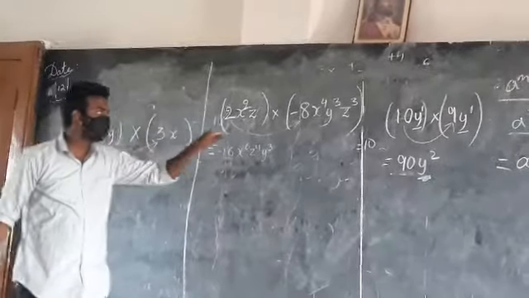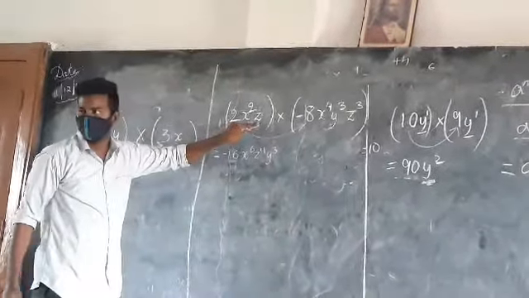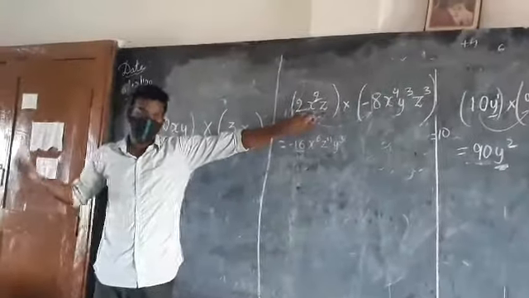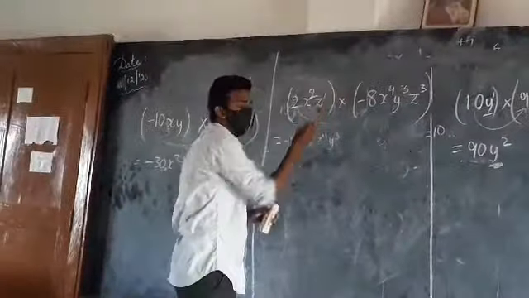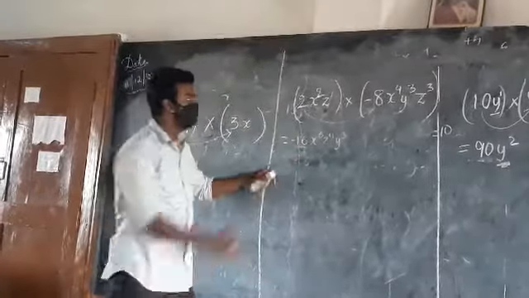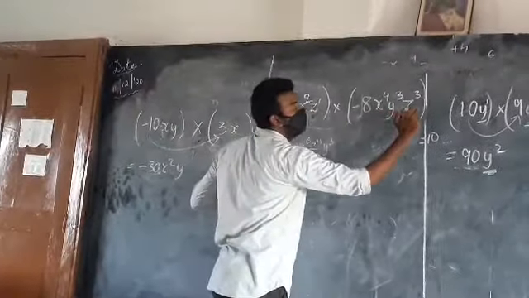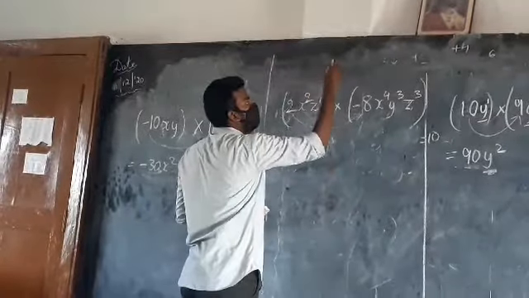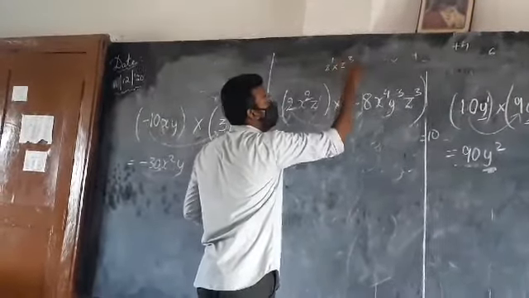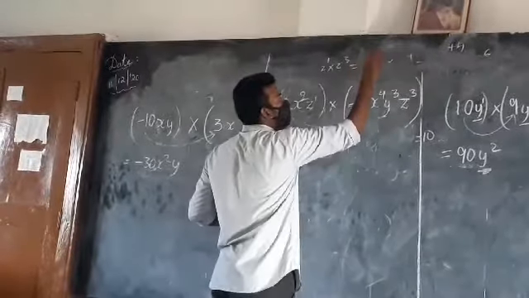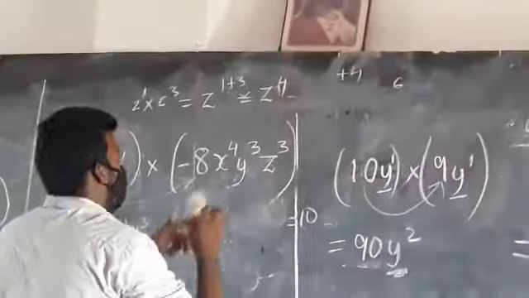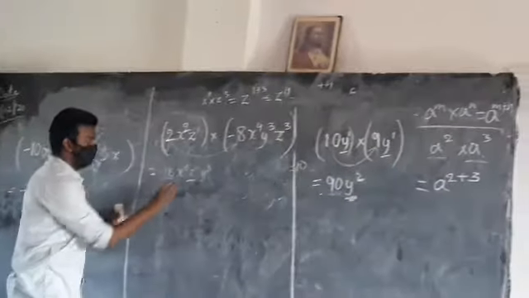Next, she has taken another variable z. What is the power of z in this? 1. Very good. Z power 1 is nothing but normal z. Z into z cube. What is the power? 4. Very good. Z into z cube is z power 1 plus 3, that is z power 4.